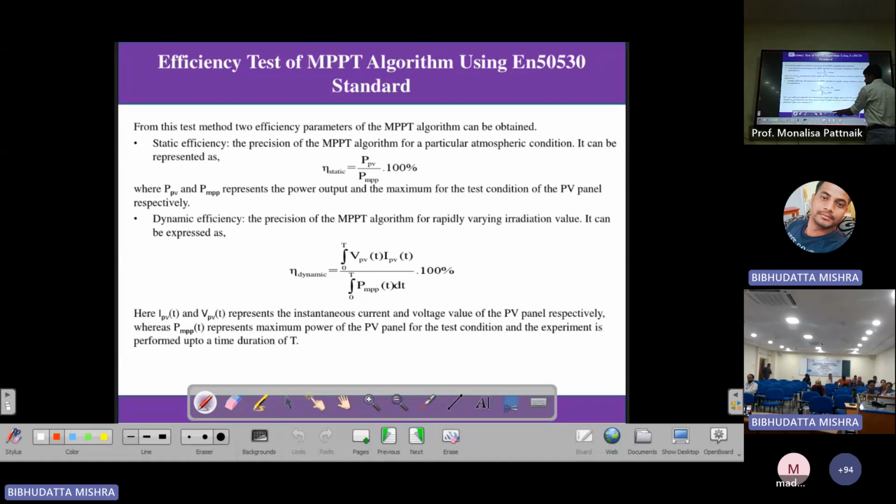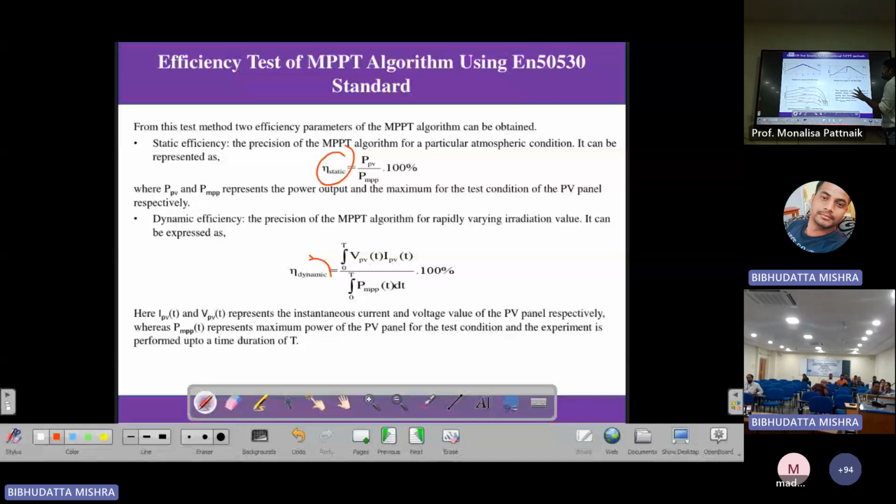And according to that, there are two efficiencies. This is the efficiency of your algorithm, not the converter. There is a static efficiency and a dynamic efficiency. Dynamic efficiency is only possible if you do the EN 50530 test. Because what is the difference between static and dynamic? Static is at a particular point, and dynamic is throughout the time interval you tested your MPPT algorithm.